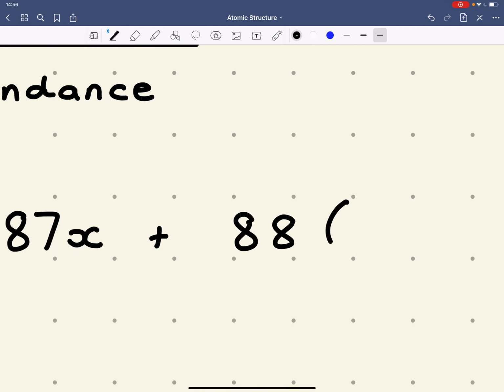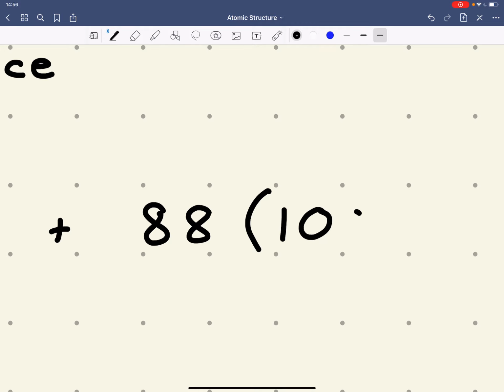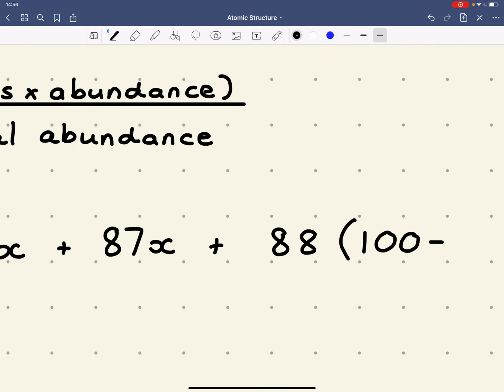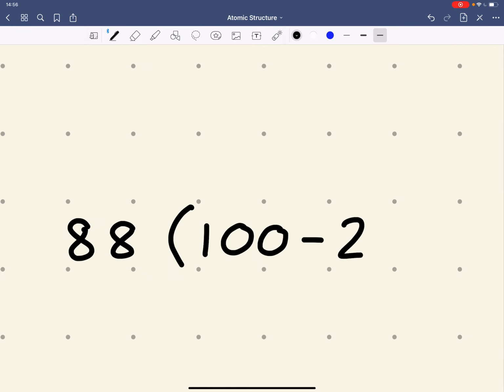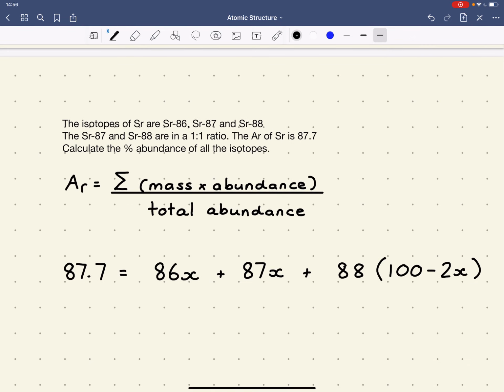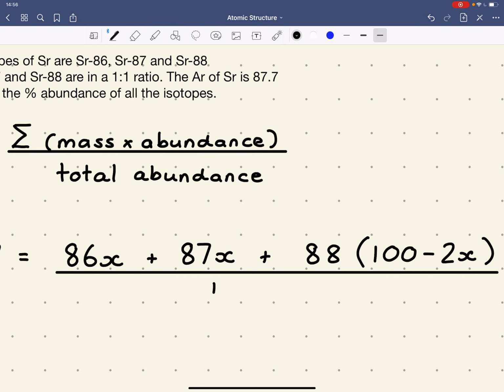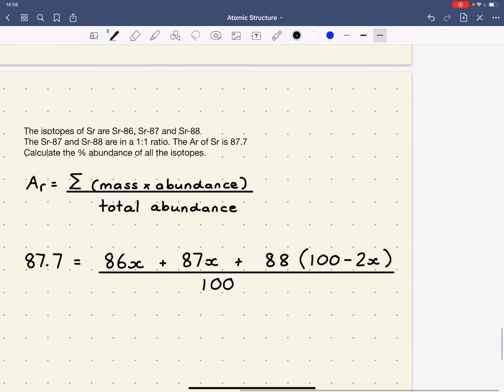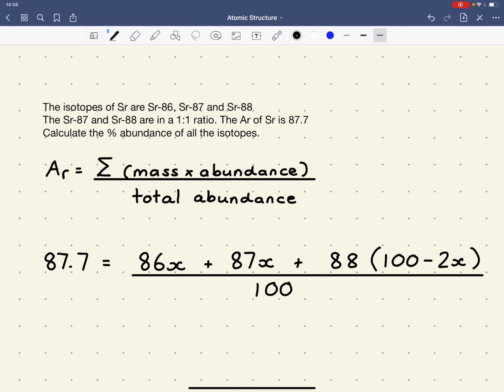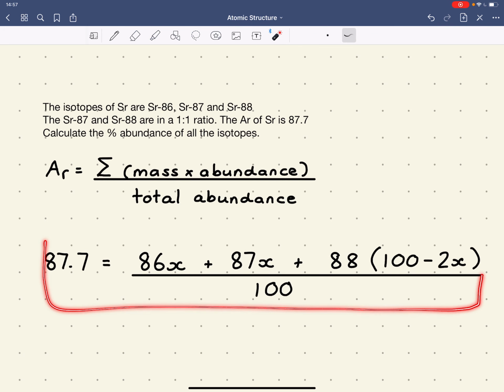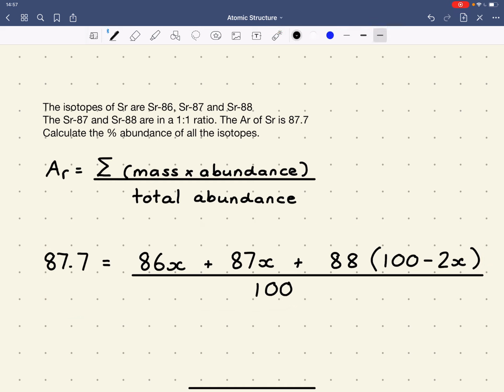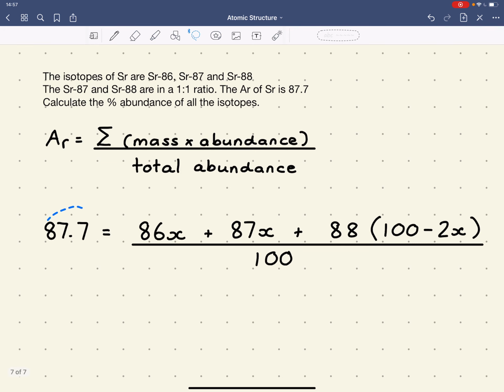And again, these abundances have got to add up to 100, so that's now going to be 100 minus 2 lots of x, so 100 minus 2x. The key is that all these have got to add up to 100. And that's obviously all going to be divided by 100. I think in these sort of questions, the most difficult part is probably setting this up. And once we can do this, we should be able to solve this for x. Again, it's going to be exactly the same principle as we did before.